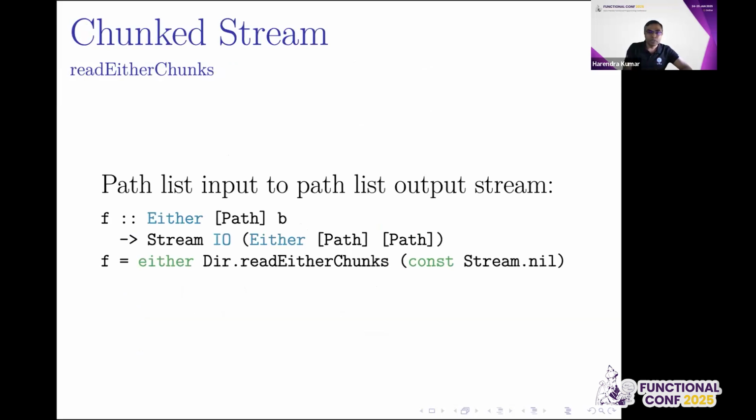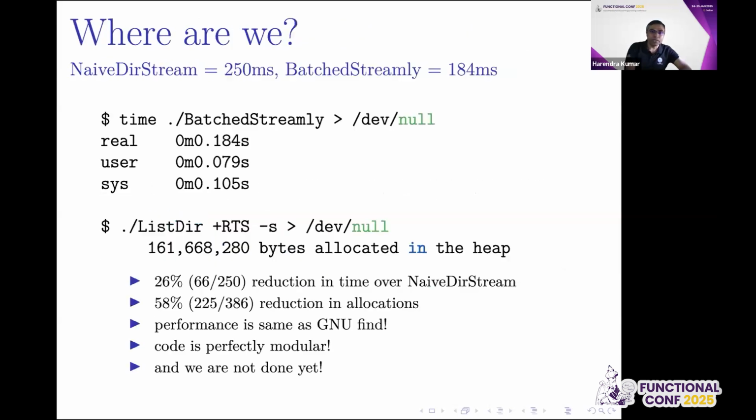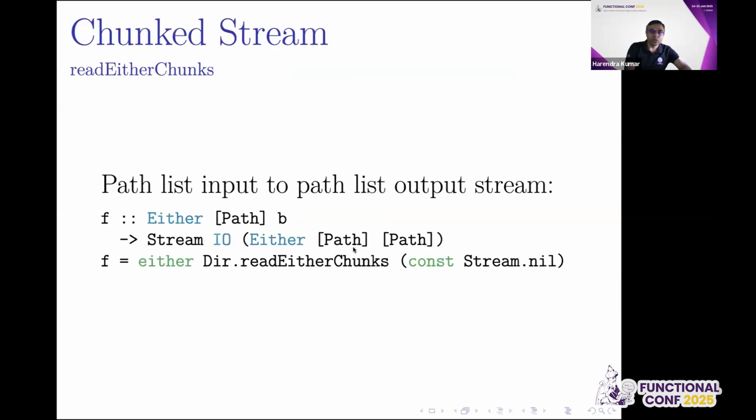So let's improve it further using a chunked stream. We were doing one single path to one single path stream at a time. Now we can take a combinator which takes multiple directory paths at a time, and then generates a bunch of files and a bunch of directories in chunks. This combinator is called read either chunks in Streamly. Now we will use this combinator in that same program here. Instead of using read either paths, we'll use the chunked combinator instead.